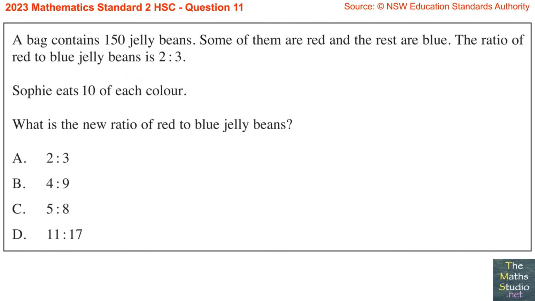Question 11. A bag contains 150 jelly beans. Some of them are red and the rest are blue. The ratio of red to blue jelly beans is 2 to 3. Sophie eats 10 of each colour. What is the new ratio of red to blue jelly beans?